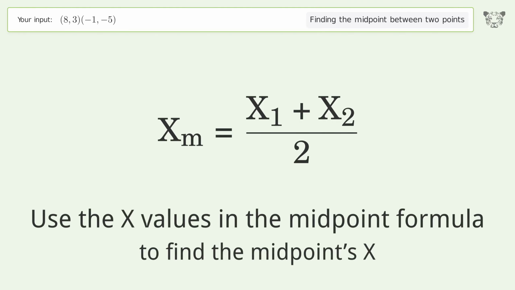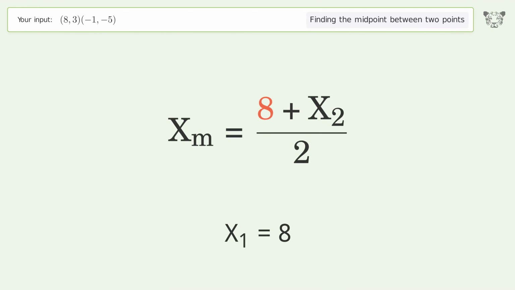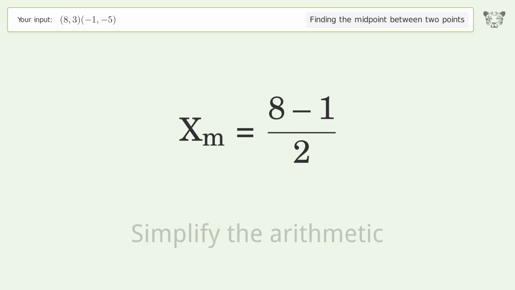Use the x values in the midpoint formula to find the midpoint's x. x1 equals 8. x2 equals -1. Simplify the arithmetic.